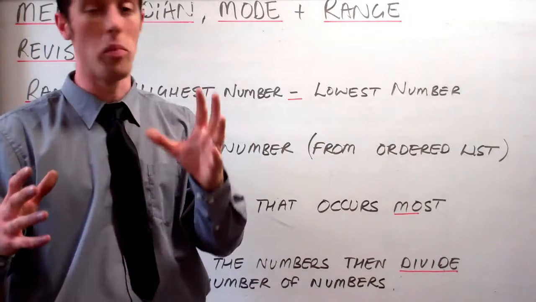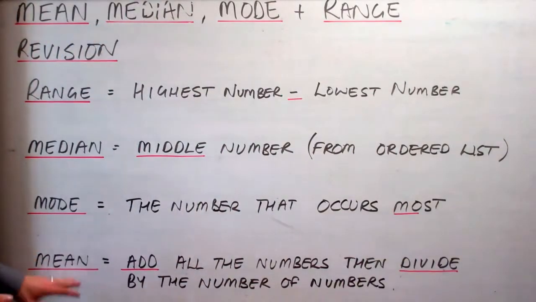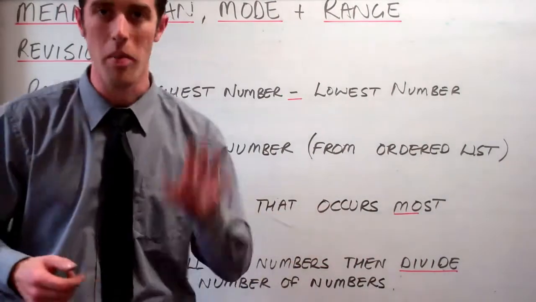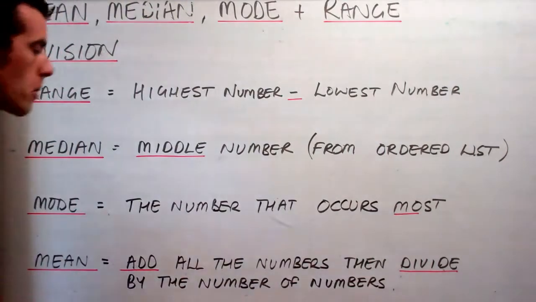The mean is when we add all the numbers and then divide by the number of numbers in the list. That would normally used to be known as the average. Everyone used to call it the average, right? We would call it the mean now. So the mean, we add all the numbers up and then we divide by how many numbers are in the list. Right, so we're going to try this out.